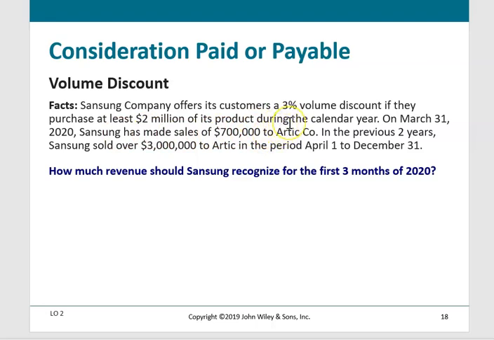So we don't know whether Arctic is eventually going to buy enough to be able to take advantage of that 3% discount. So what we do is we say, what do we expect to happen? Do we expect Arctic, our customer, to be in the situation where they could take advantage of the discount? Well, based on our historic experience with this customer, we typically sell well over the $2 million necessary to qualify for this discount. Therefore, we assume that our customer is going to take advantage of this discount. How much revenue are we, Samsung, going to record on this contract? Because we assume that they are going to take advantage of the discount, let's reduce the contract amount by the discount expected to be taken. So we're going to reduce revenue by $21,000.